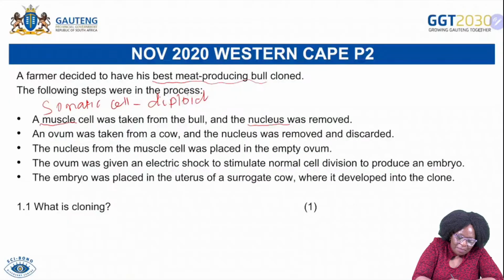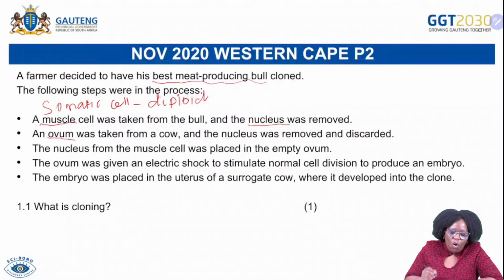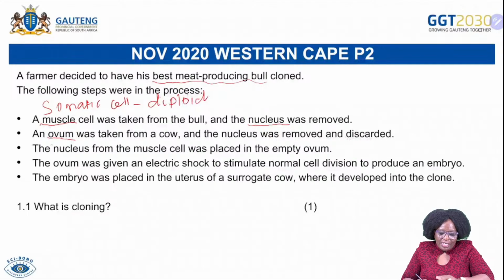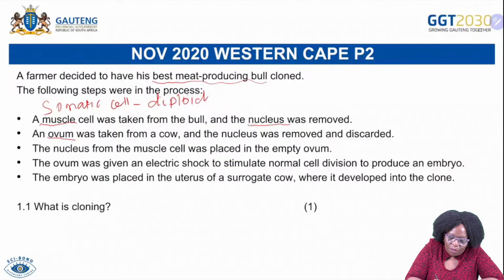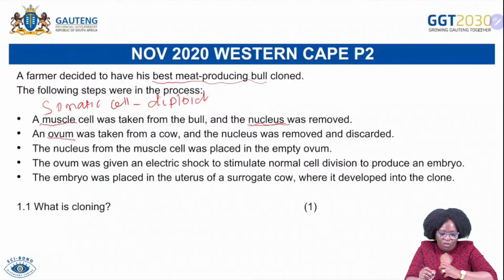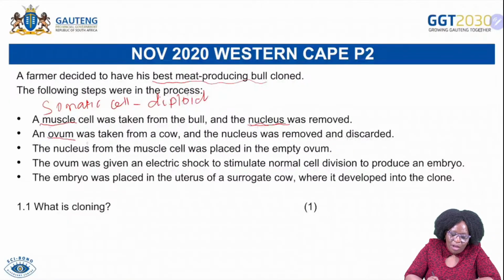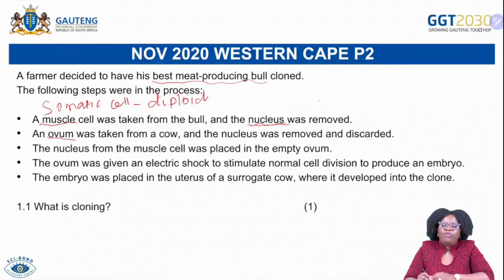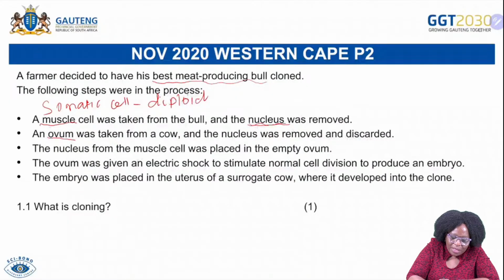An ovum, now check this, an ovum was taken from a cow and the nucleus was removed and discarded. So here, you can see that we've got 2 nuclei. One nucleus was from the muscle cell that was removed, and then from the ovum, we've got the nucleus that was removed and discarded, thrown away. The nucleus from the muscle cell was placed in the empty ovum.